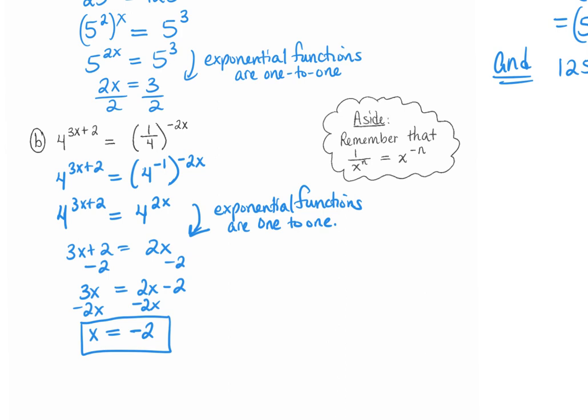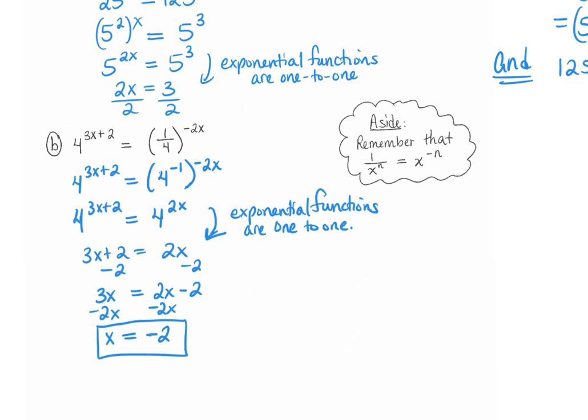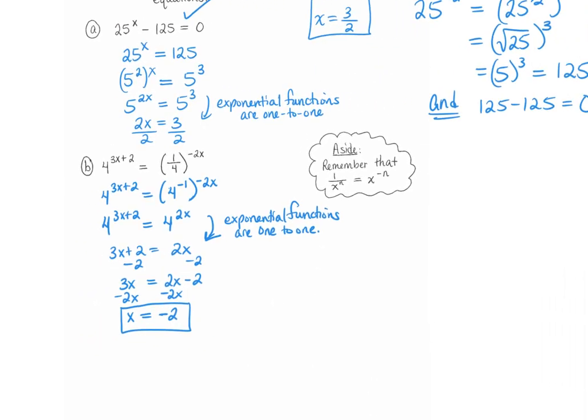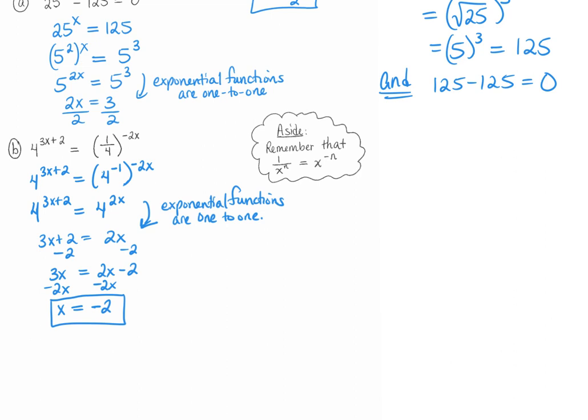Check it. Let's check it. We want to see if whenever we substitute in negative 2 here, what we get on the left will also be what we get on the right when we substitute in negative 2 there. So I'll just check the left-hand side first. So 4 raised to the 3 times negative 2 plus 2. That's equal to 4 raised to the what? Negative 4. Good, because that's negative 6 plus 2. 4 raised to the negative 4 is what?